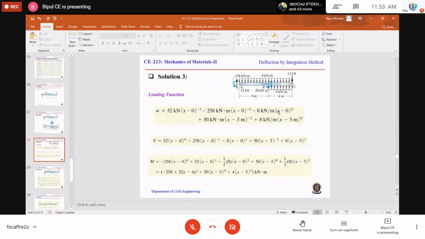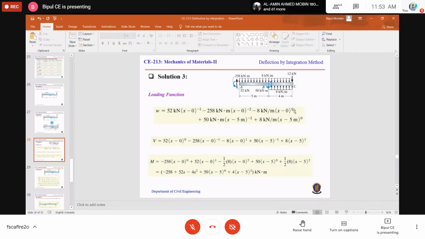So, distributed load, x minus a. What is a? A is the distance from the origin to the starting point of the distributed load. Here this distributed load has started from the origin, so here a is 0.